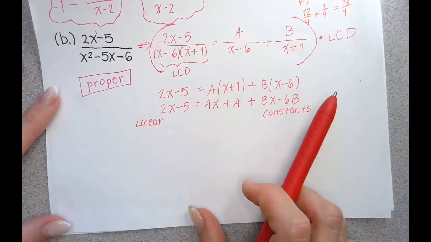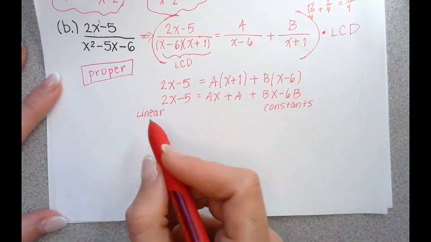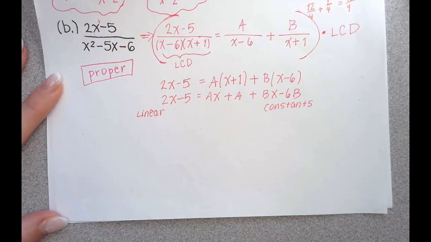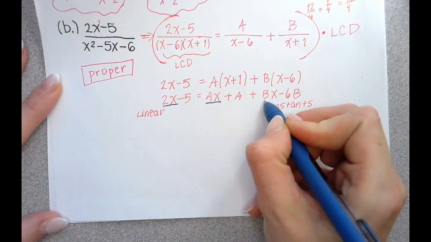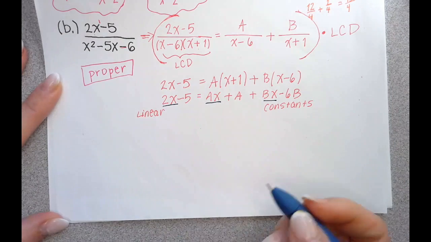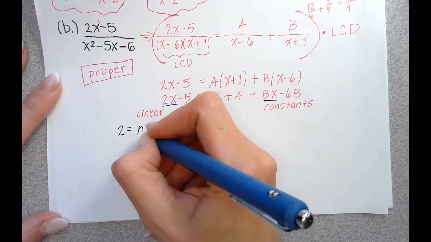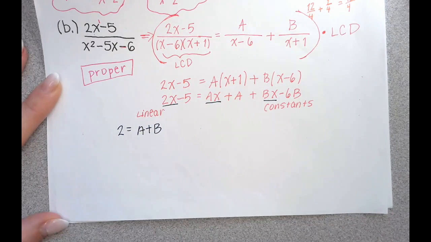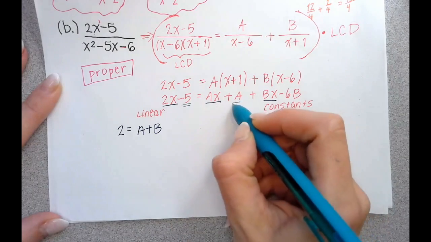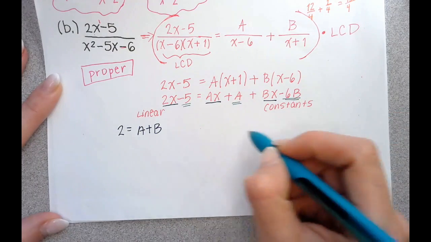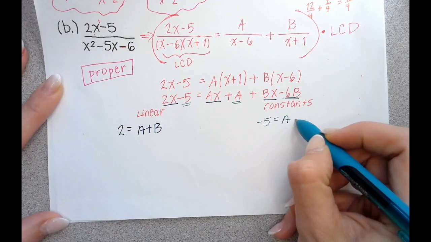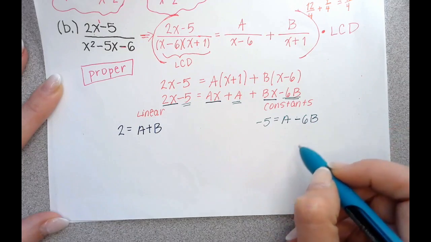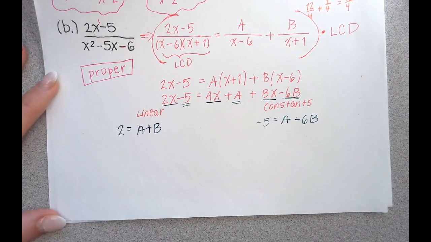Now, setting up my equations, so pushing all that out of the way. My linear equations, I'm just going to switch colors so we can see a little bit better. 2x has to be equal to ax plus bx. I already see that they all have an x, so I'm going to drop that right away. So 2 is equal to a plus b. And then, additionally, my constants. Negative 5 has to be equal to a minus 6b. Negative 5 has to be equal to a plus, minus 6b. Alright, so those are my two equations.